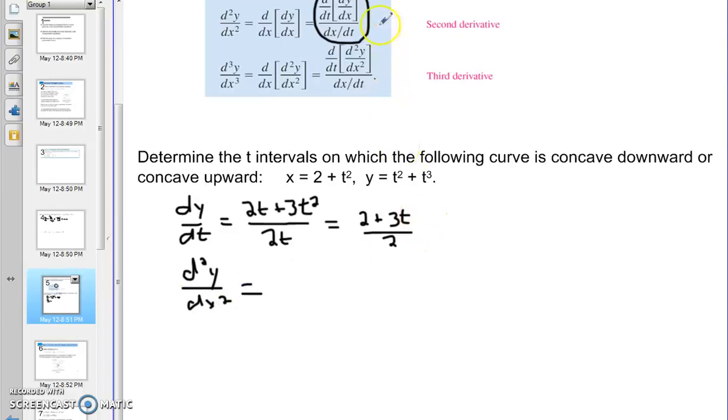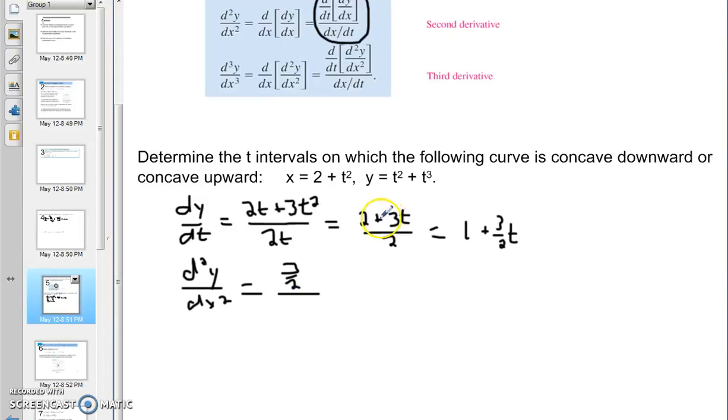Alright, so it's the derivative of this with respect to t. Now I'm going to rewrite that one more time. I'm going to write that as 1 plus 3 halves t, because that looks easy to me. Because what's the derivative of this with respect to t? Well, simply 3 halves. That's supposed to be a 3.